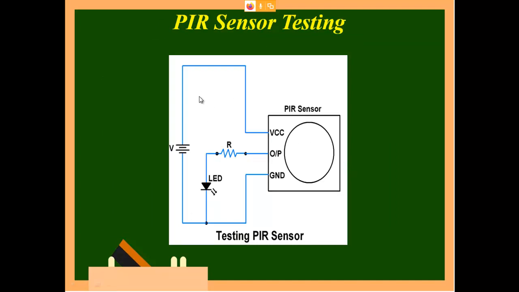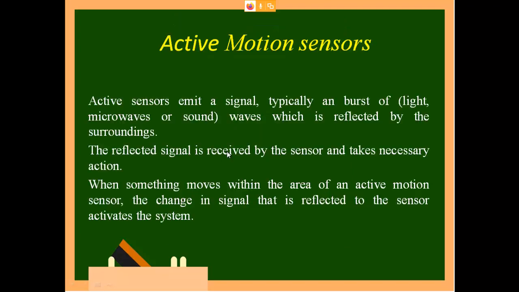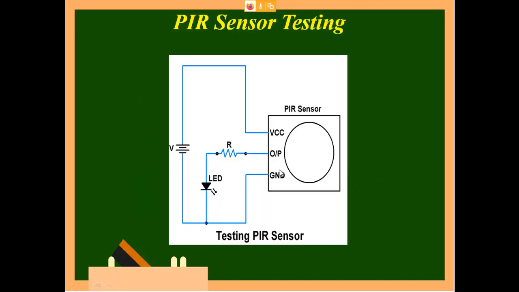Okay, so how do you test a PIR sensor when you buy it from a shop? This is the circuit configuration you have to give. You should have a battery source followed by an LED and a resistor. Just connect 5 volts between ground and VCC and an LED. When you bring your hand closer to the sensor, this LED will glow, which is nothing but the temperature of your hand being read by your PIR sensor.